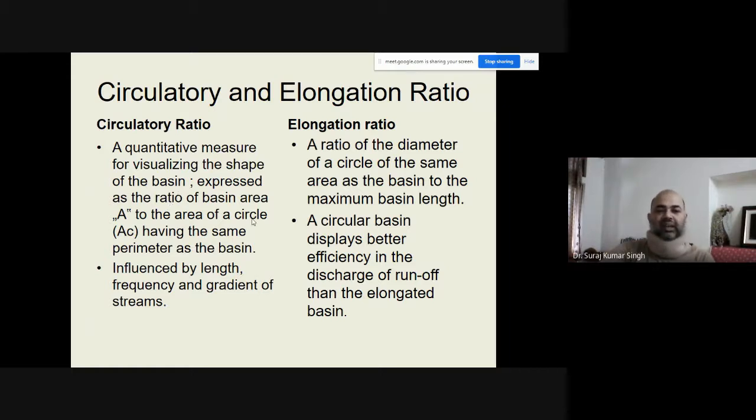rectangular shape, and it is expressed as the ratio of basin area to the area of a circle having the same perimeter as the basin, and this is influenced by length, frequency and gradient of the streams. Now it comes to elongation ratio. Elongation ratio denotes the ratio of the diameter of a circle of the same area as the basin to the maximum basin length. A circular basin displays better efficiency in discharge of runoff than an elongated basin.